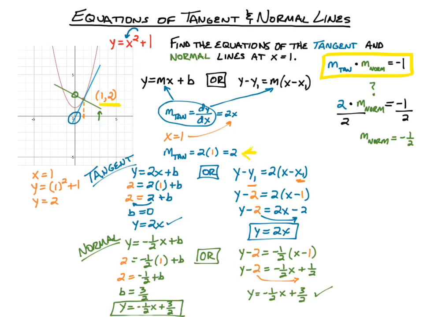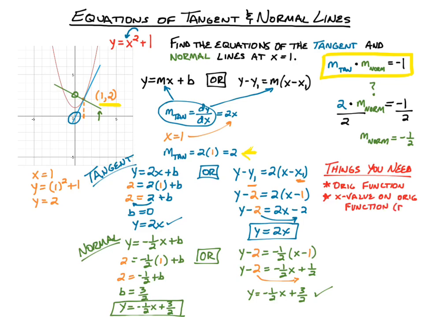So now, going through all of this, it's a lot of information shown here. You might be asked for just the normal, you might be asked for just the tangent line, but let's look at the things that you need in order to solve these types of problems. So the first thing you need is an original function. You need the function that you're working on. You may have a graph, you may not, but you need to have that original function. Second thing you're going to need is an x value on the original function. Sometimes this will be shown as a point, sometimes it will not. But you need an x value that's going to be on that function somewhere, somehow.